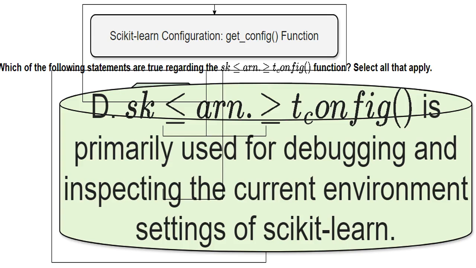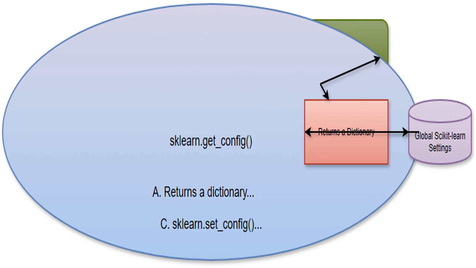This suggests that _get_config is mainly for debugging. While helpful for debugging, it's not its only purpose. It's also used for inspecting settings in general. So, while partially true, it's not the whole story. This function is like a window into the scikit-learn settings. It gives you a snapshot of the current configuration. Think of it as a picture of the control panel, not the control panel itself.